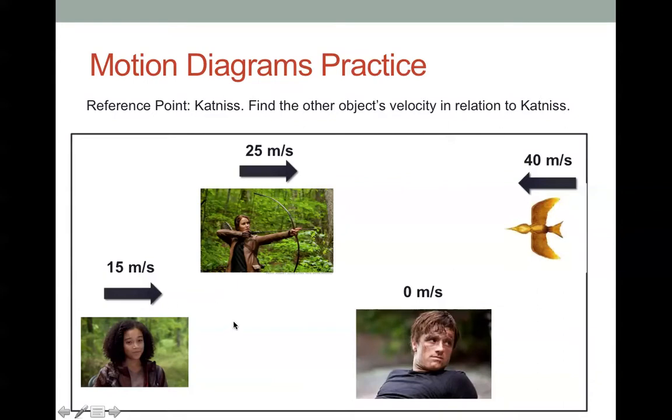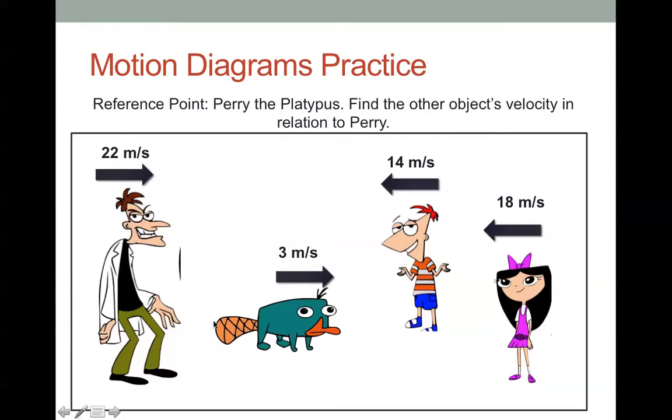Okay, let's try the next one. Okay, so Perry the platypus is the reference point. In comparison to Phineas, different directions, so we add. So Perry thinks Phineas is traveling at 17 meters per second to the left. Isabella's going opposite directions, so we add. So Perry, in comparison to Isabella, thinks she's going 21 meters per second to the left.